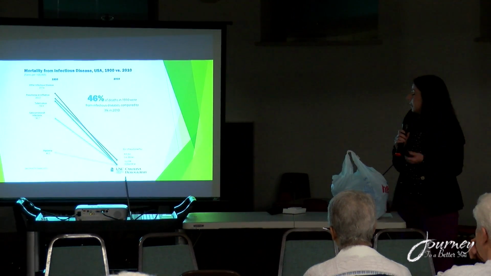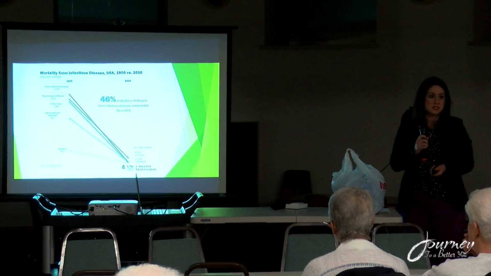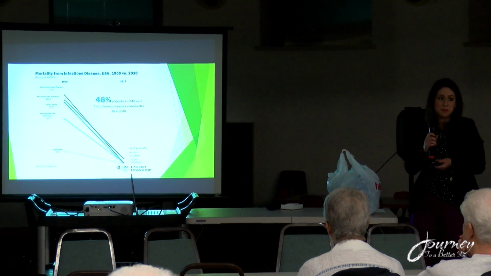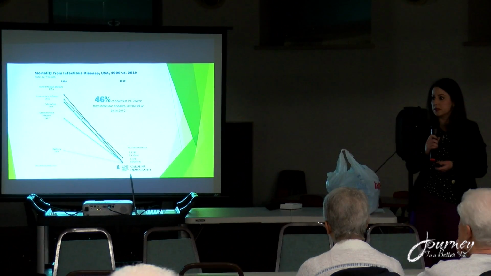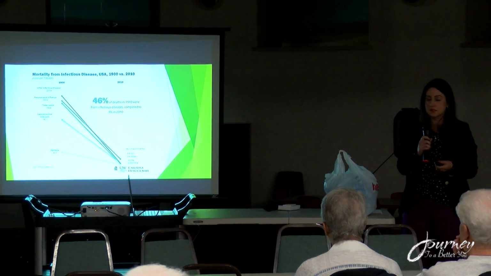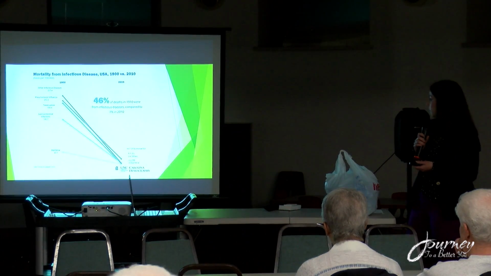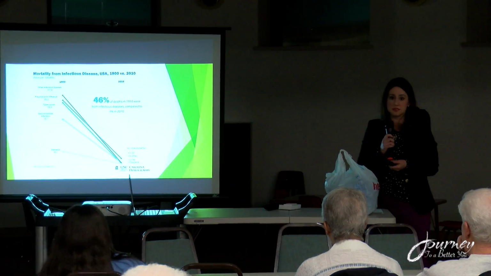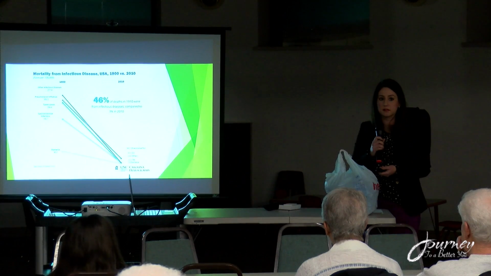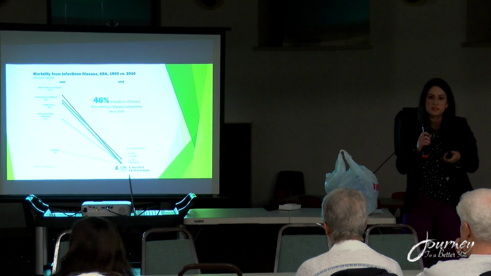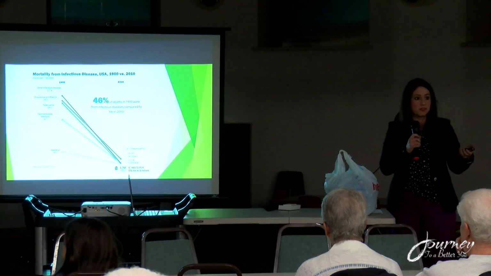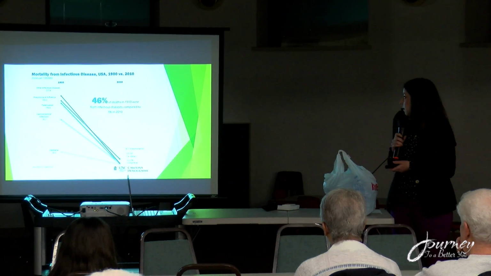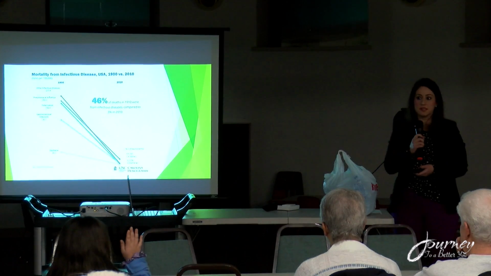In 1900, infectious disease caused 46% of deaths. So about half the people died in the early 1900s from diseases and infections. Today, that only accounts for about 3% of the population's reason for dying. So what do you think is causing such a decrease from 50% to 3% of deaths from infectious disease? Does anyone have an answer?